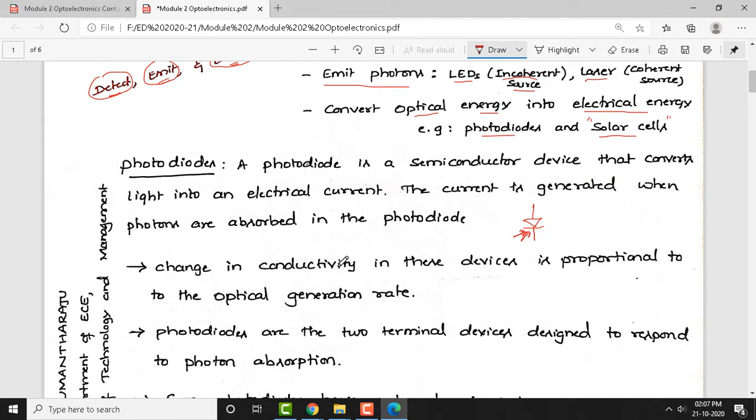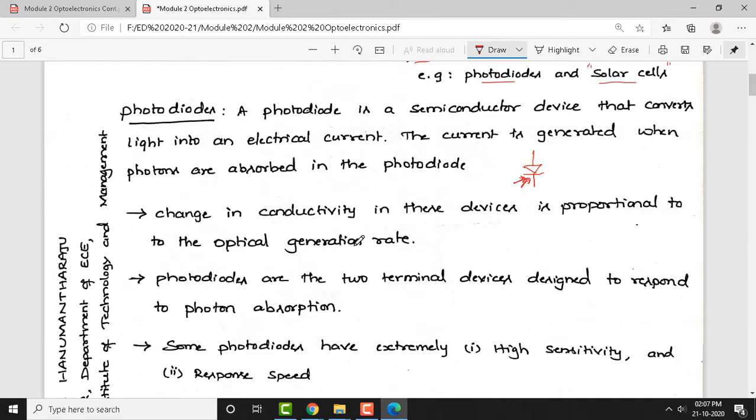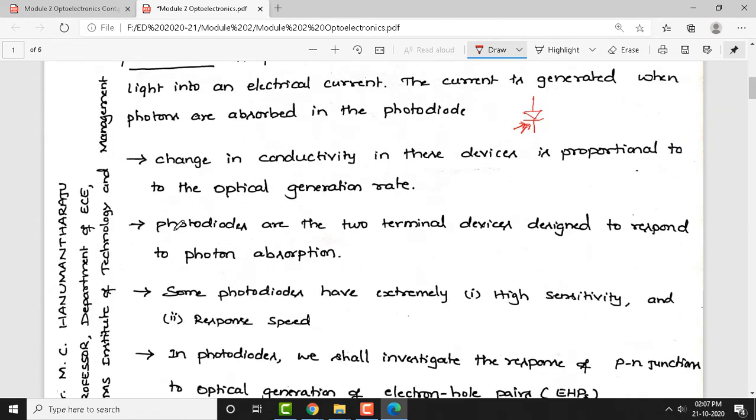The change in conductivity in these devices is proportional to the optical generation rate. We will discuss what we mean by optical generation rate. Photodiodes are two terminal devices designed to respond to photon absorption. Photons get absorbed by this kind of device, and it converts them into electrical energy.